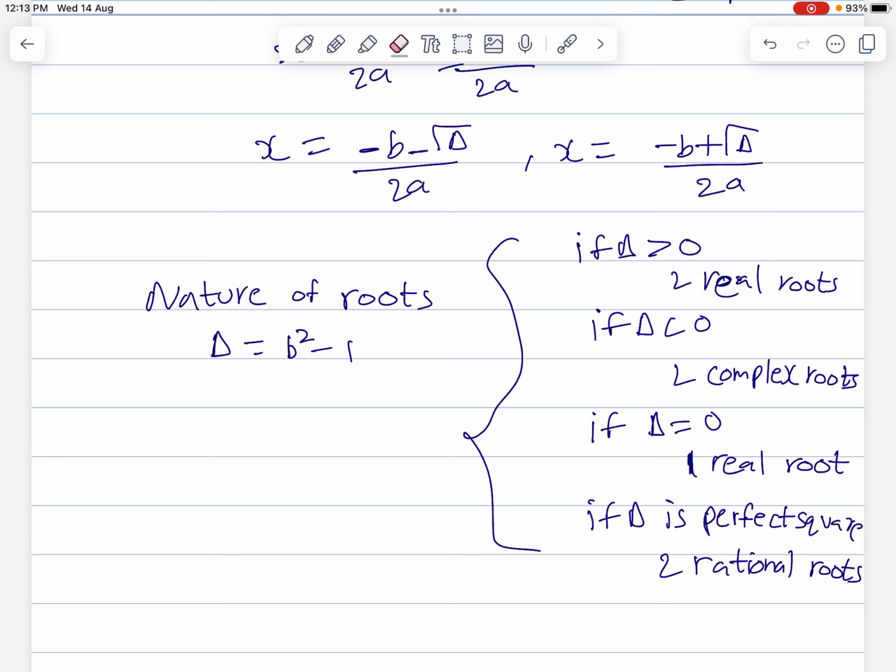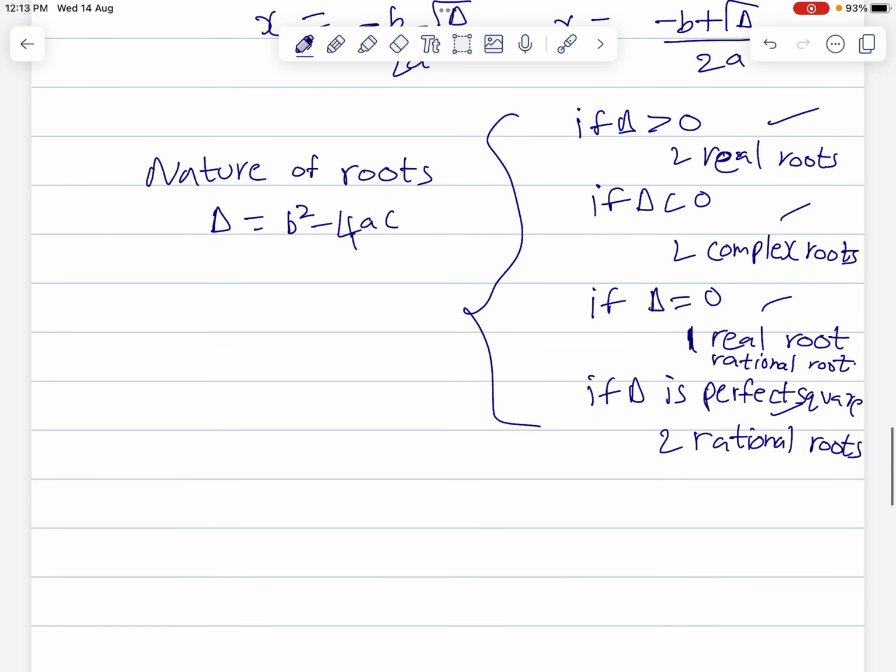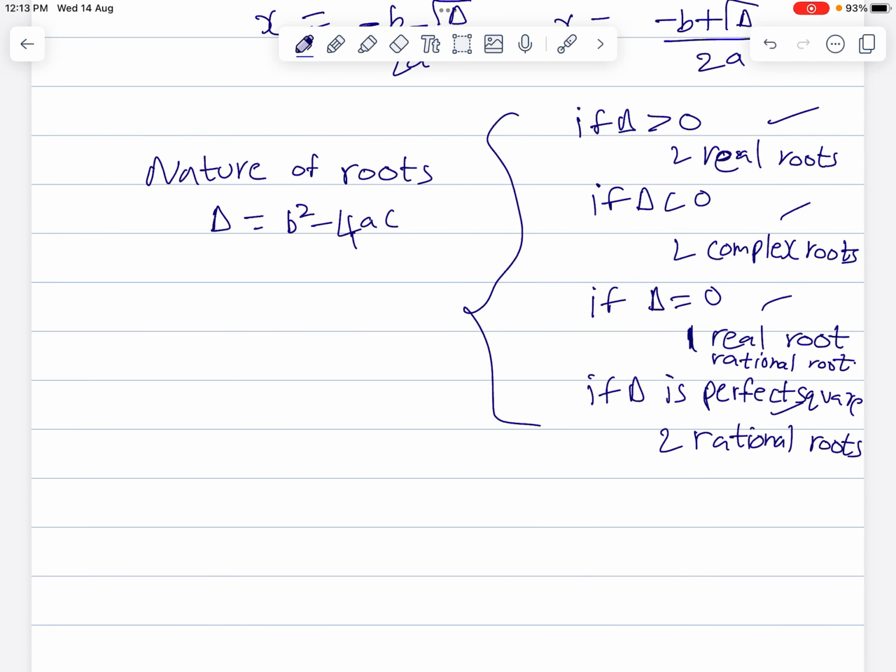Let me write this as b square minus 4ac. Find the delta, and decide whether we are having two real roots, complex roots, one equal real root, or two rational roots. This also can be written as one rational root only. So you should just apply this formula, minus b plus or minus square root of b square minus 4ac by 2a is the solution.